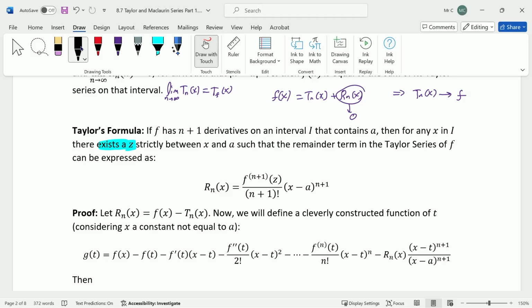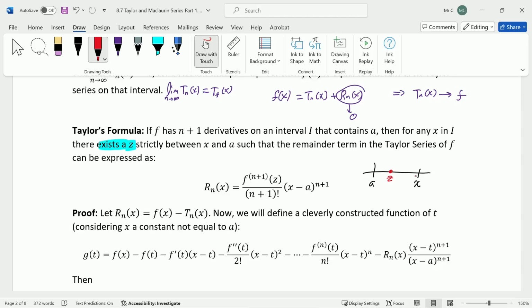Okay, so real quick, just a little addendum, another clarification here. It says that the z is strictly between x and a. So you've centered your Taylor series at some a, and you're trying to evaluate it at some x. This theorem says that this z has to be somewhere between those two things. So that's basically all we get. We get this formula, and we get that z is somewhere between the center of the power series and the point you're trying to evaluate it at.